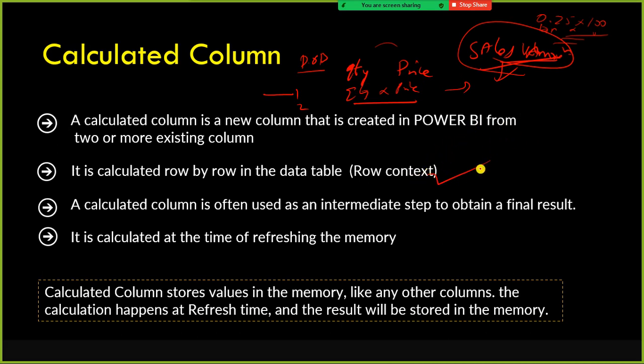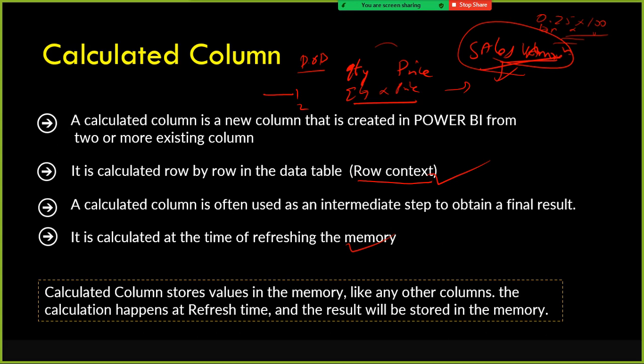Hence we call it a row context. Remember, this is a very important term, row context, when it comes to a calculated column. So it is computed in row context, and it is stored in memory. The calculated column is stored in memory, and it is calculated at the time of refreshing the report.